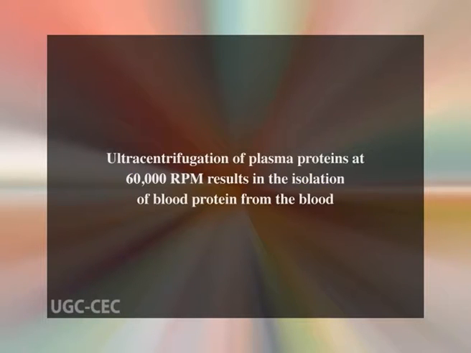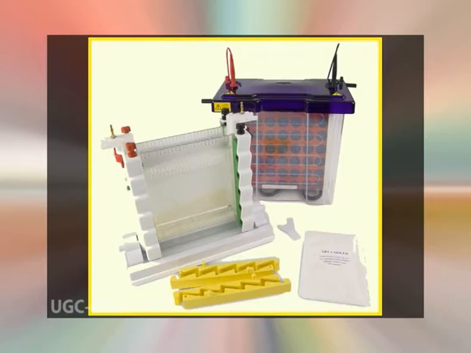Ultracentrifugation of plasma proteins at 60,000 per minute results in the isolation of blood proteins from the blood. The boundary between the solvent and the protein is visualized by an optical system called the Schlieren system.